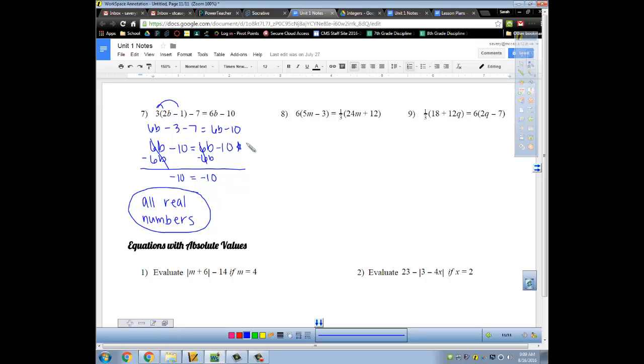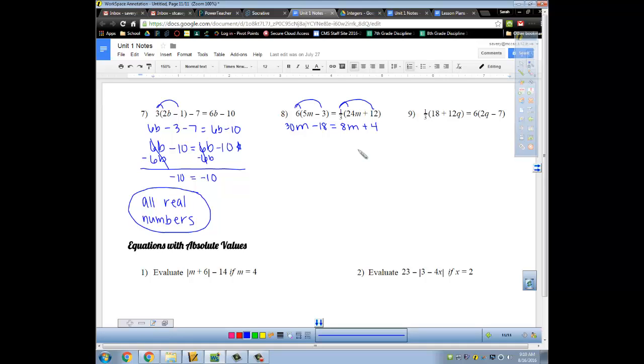Number 8, I have some simplifying to do, and I have some fractions, but that's okay. So do the distributive property on the left. 6 times 5m is 30m. 6 times -3 is -18. 1/3 times 24 is the same thing as 24 divided by 3, so that's 8m. 1/3 times 12 is the same thing as 12 divided by 3, which is 4. Okay, so I don't have any more fractions.